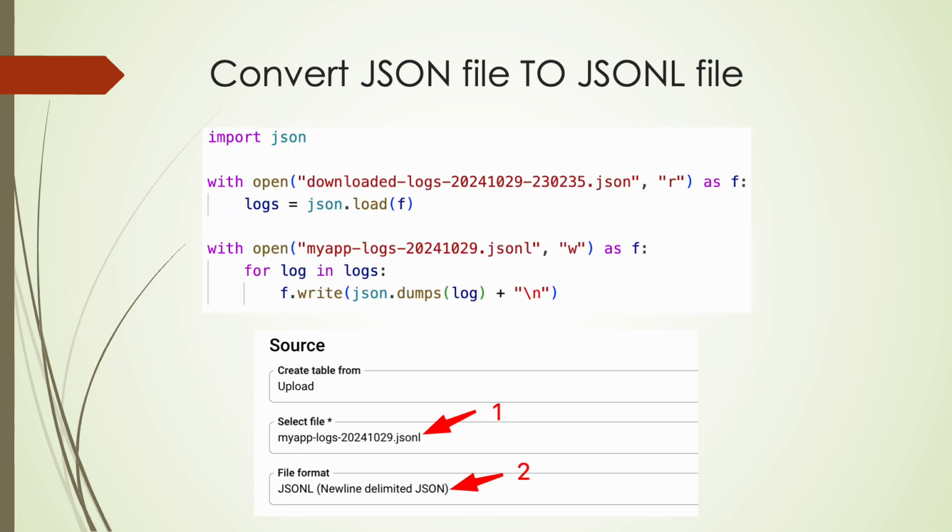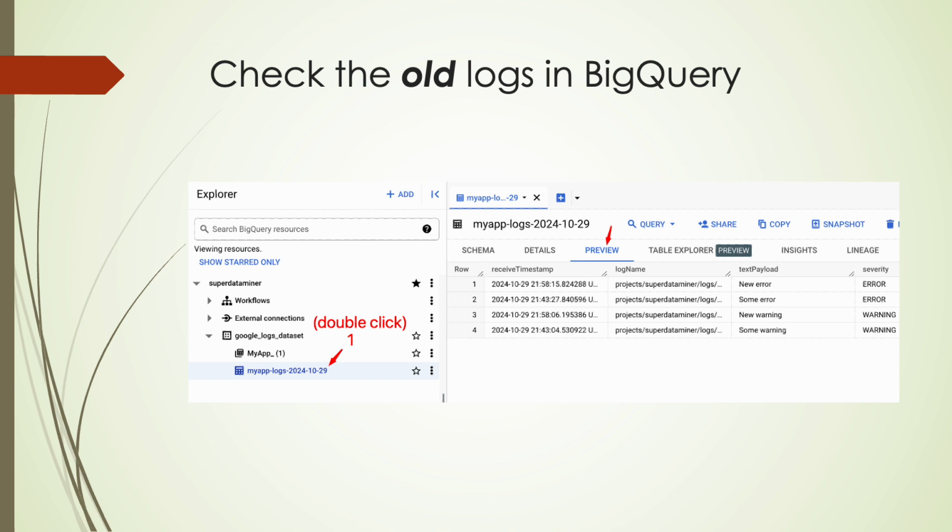Now go back to the Create Table window and choose the converted JSON-L file. Note that the file format of JSON-L file may not be detected successfully if the extension is JSON-L rather than JSON, and we would need to change it manually. It's a bit ironic here, isn't it? This time, the logs should be loaded successfully. When we open the table, we can see the old logs are loaded in the table.